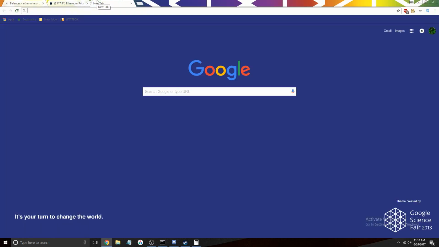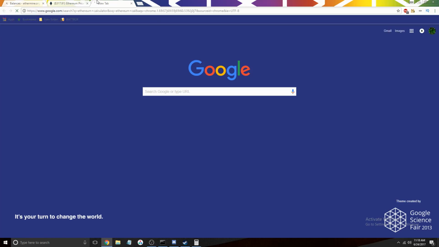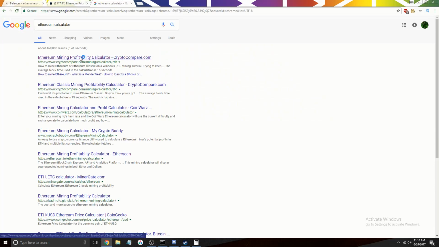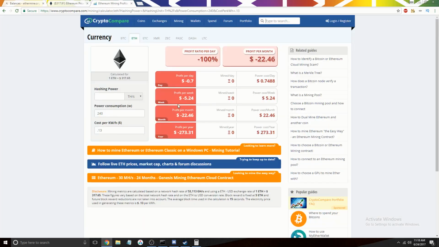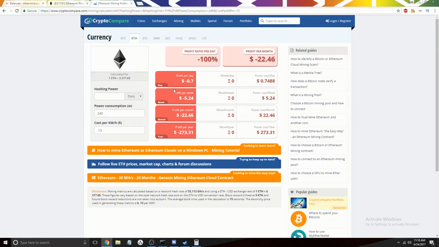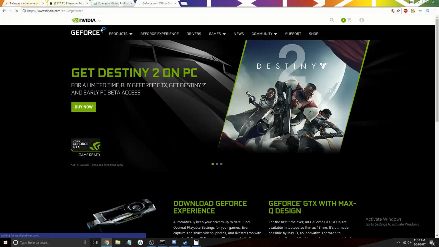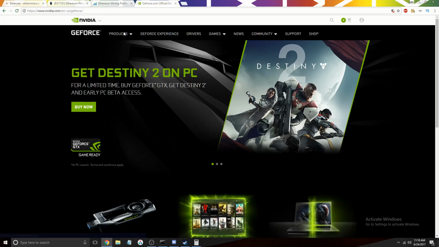So, there are these nice Ethereum calculators. You can just pretty much search up Ethereum calculator and see how much money you're going to make. So if you search up GeForce and go to their website, you can then choose your graphics card.